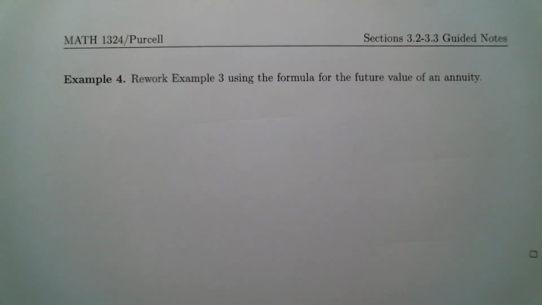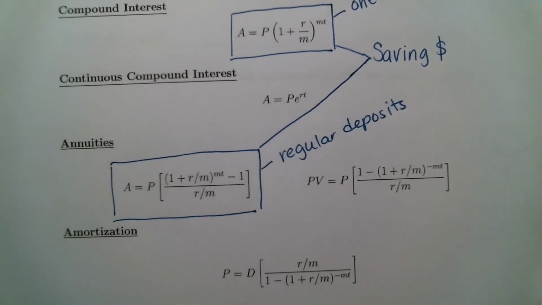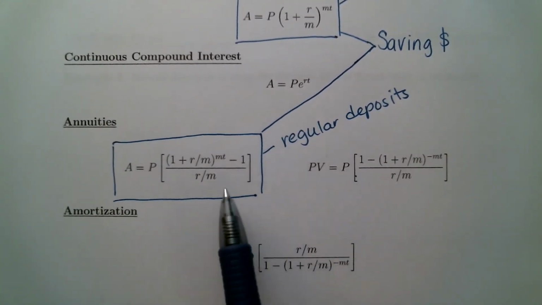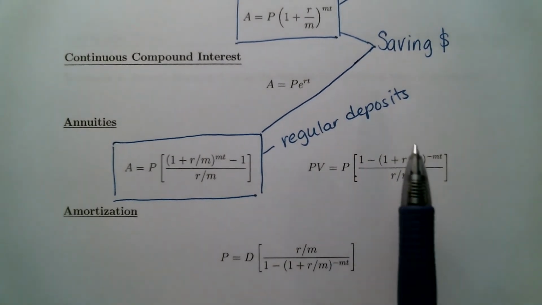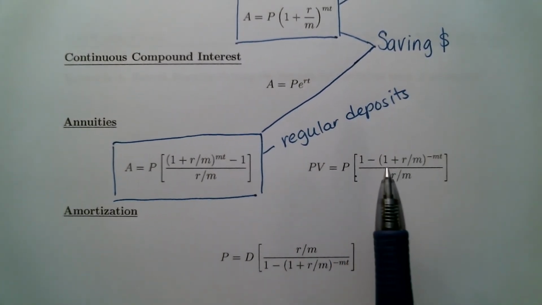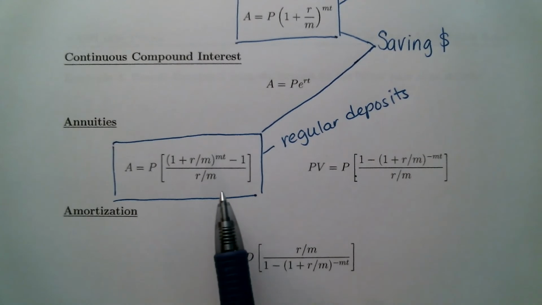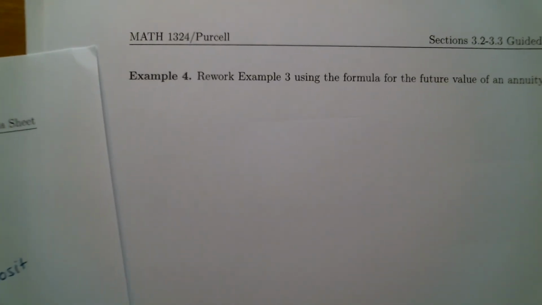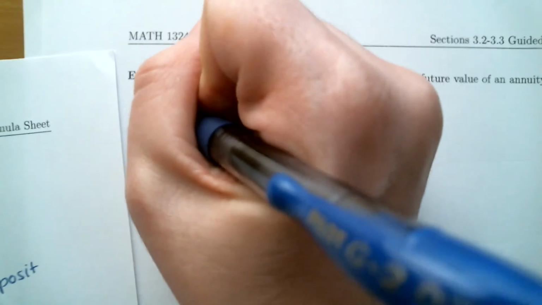So again, if you take out your formula sheet, I explained this in the beginning of this section. Under annuities, you have 2 formulas. This is the one you want to use for saving money, where you're making regular deposits. This formula is used for annuities, but in a different situation, and we will get to that in section 3.4. So this is called the future value of an annuity formula, and that's what we want to use here where we're saving money. So let's go ahead. I'm going to write that formula down.